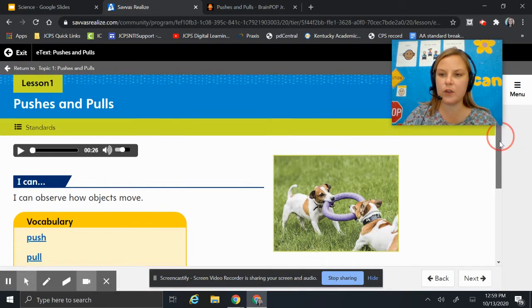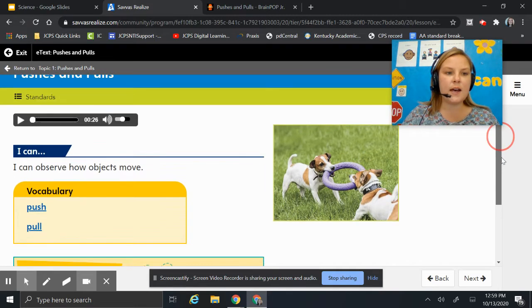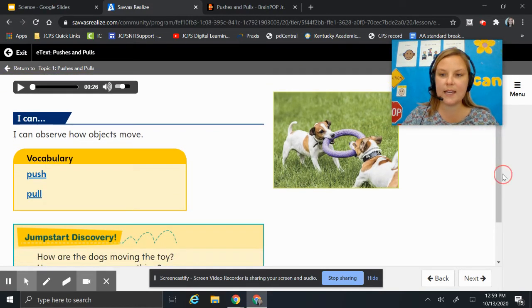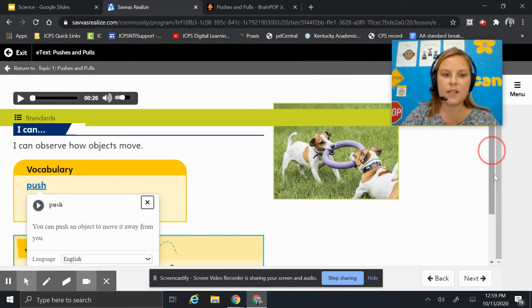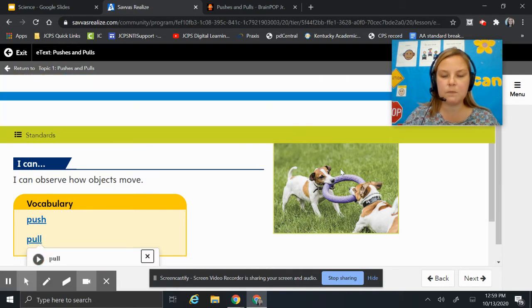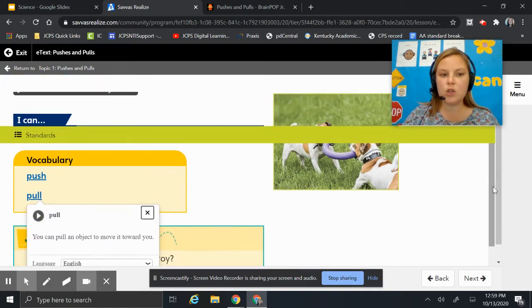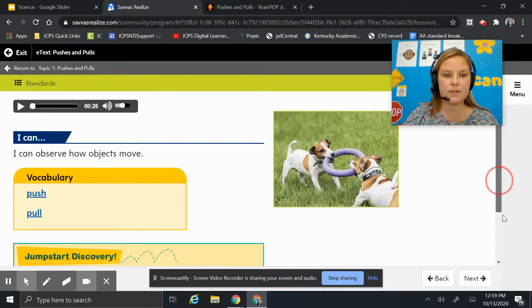All right, so we already reviewed a couple vocabulary words, but our I can for the Savvas program is I can observe how objects move. Observe just means watch and look, and we're thinking about how things move. Again, we're talking about pushing, and it just says you can push an object to move it away from you. You can pull an object to move it towards you. So those are our vocabulary words.